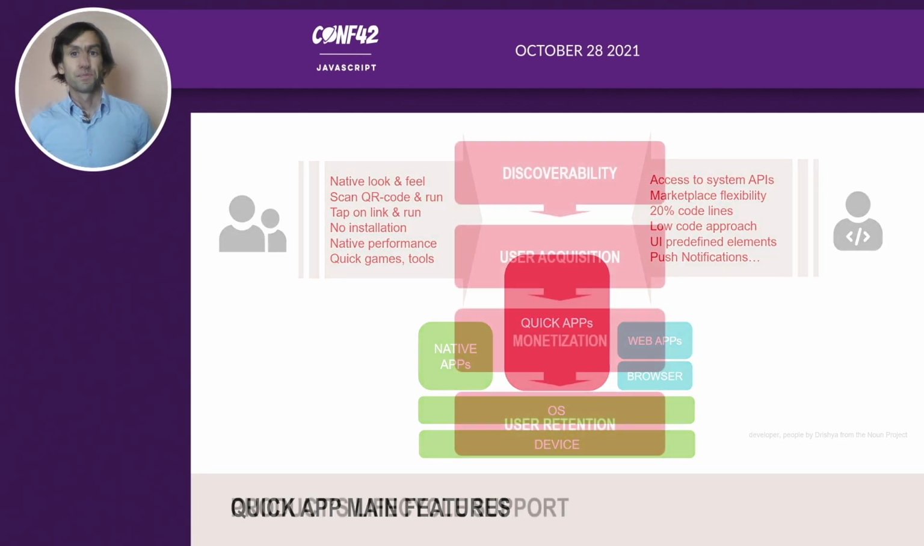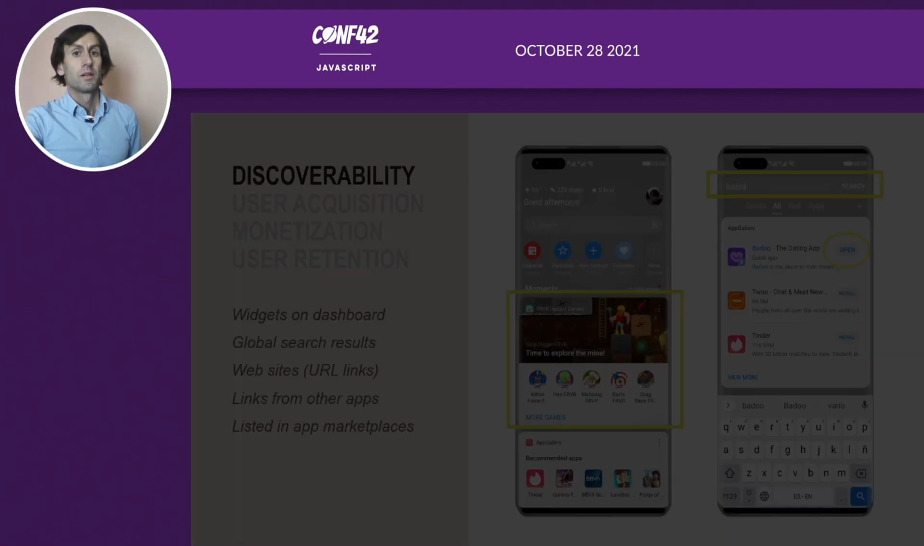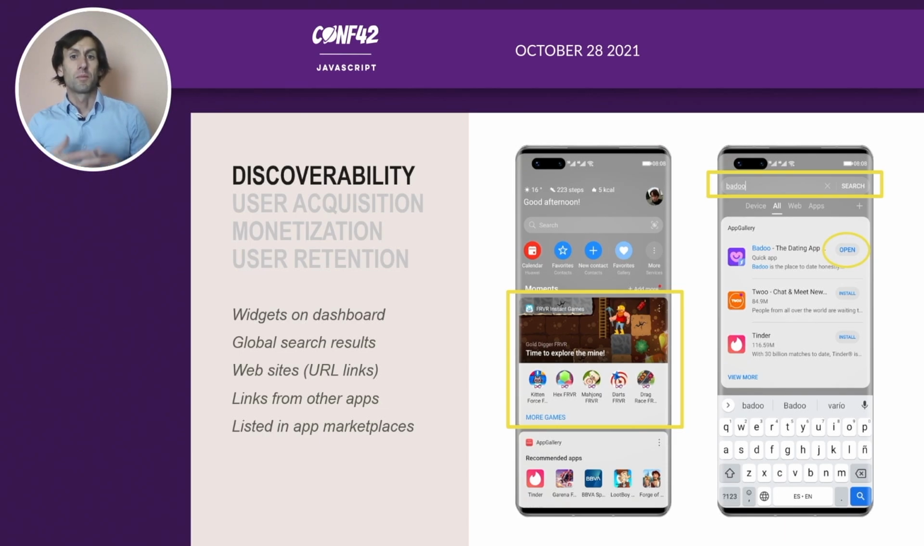The Quick App platform also allows us to control the full life cycle of the product in terms of marketing and other aspects, like the discoverability of the product or the application, push user acquisition, monetization, and user retention. So we have the possibility to create more discoverable applications using different capabilities of our device, using the widgets in our device, creating search results based on the global search engine of our device.